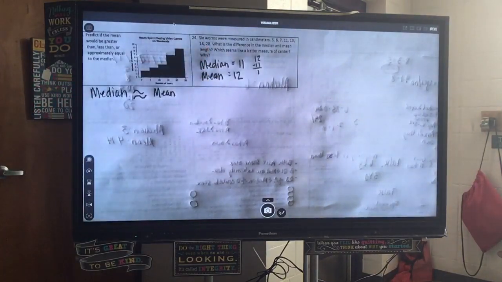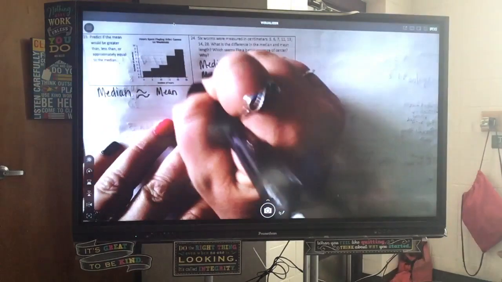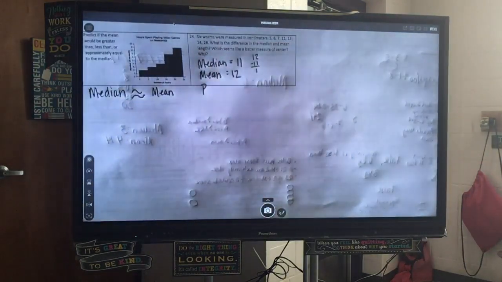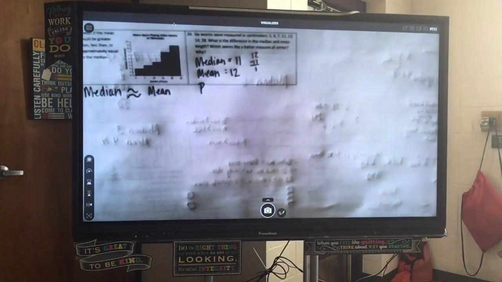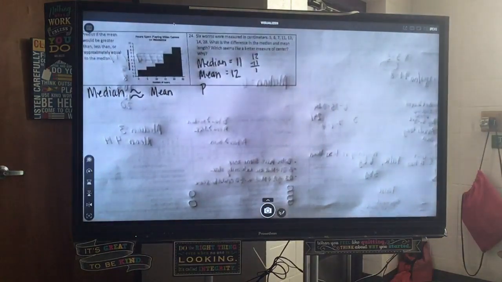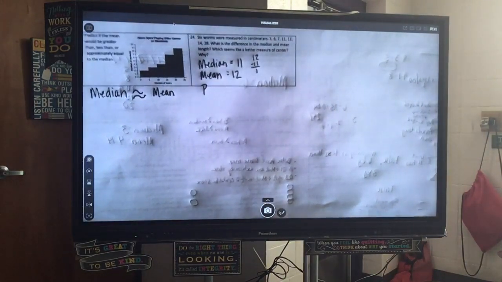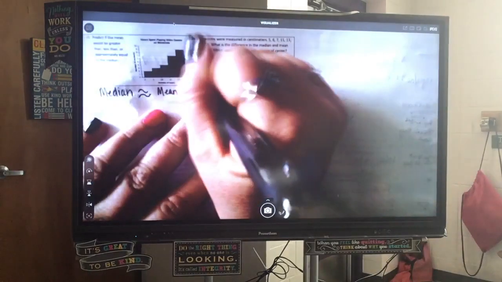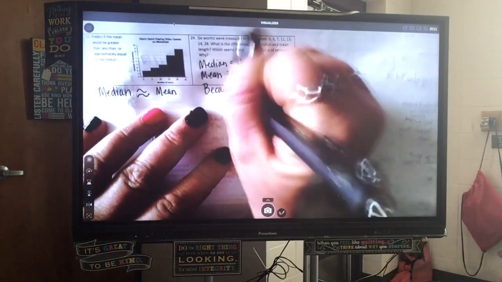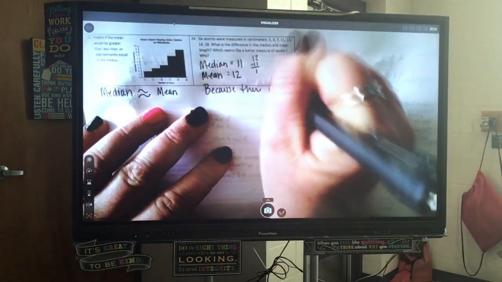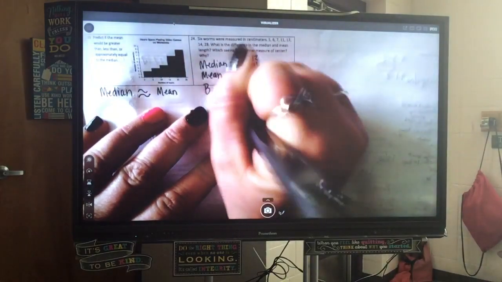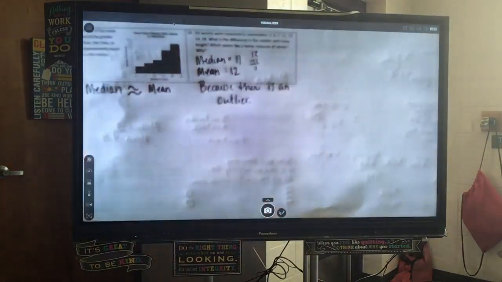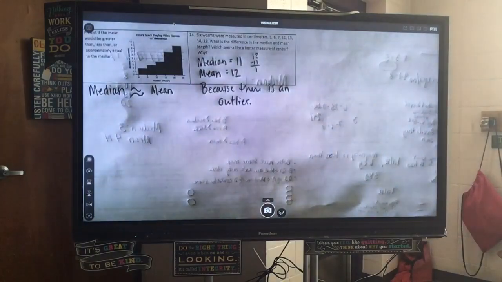Guys, stop. Get this down. It's important. All serious joking aside, this is important to understand. You guys have got to start picking up on this stuff, because there is an outlier. All right, please look over this tonight.